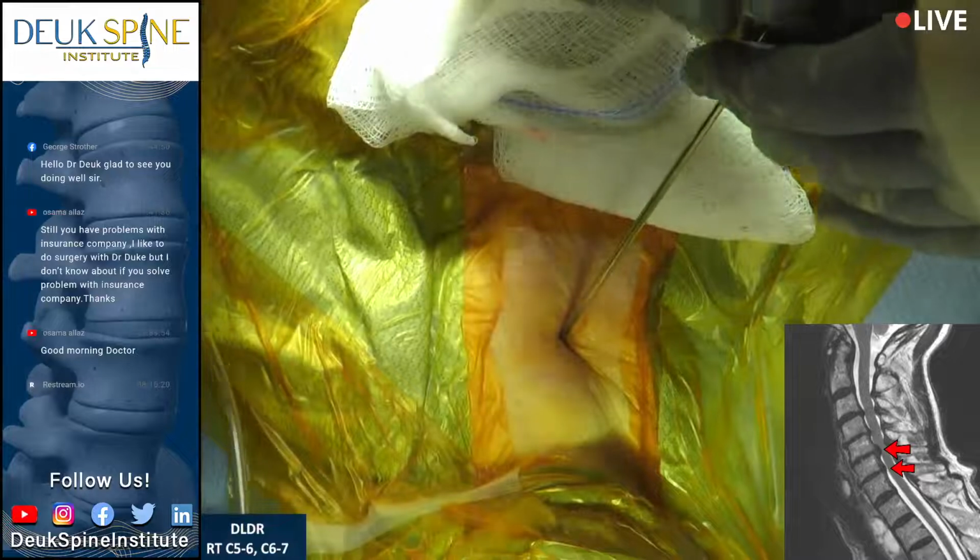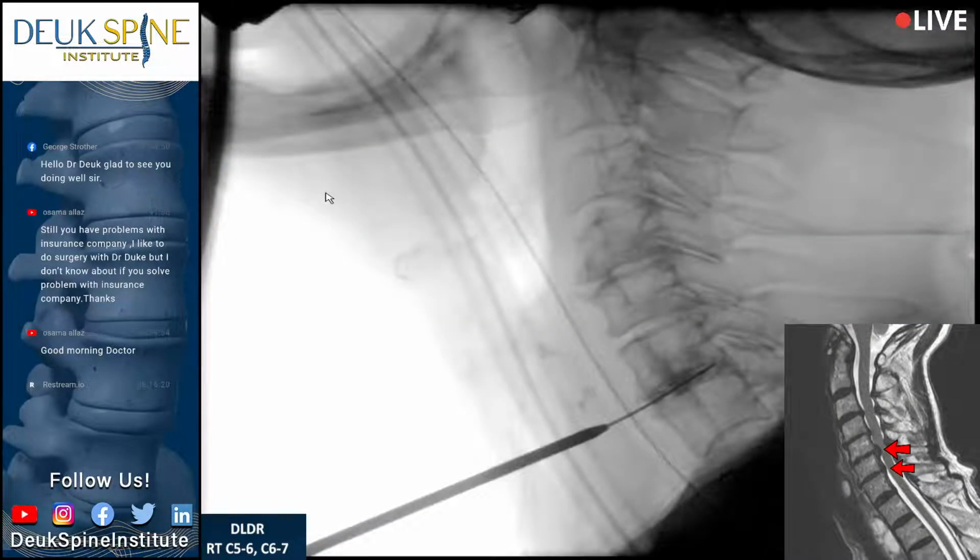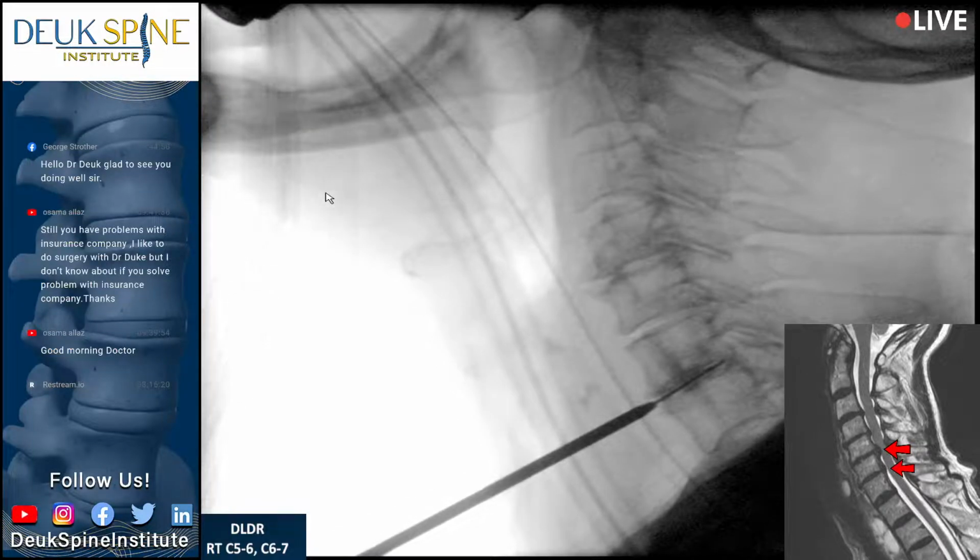We're coming down onto the C6-7 disc from the front. We're using the dilator. I'm sitting on the front of the disc now. And again, I want to check my AP view just to make sure that the dilator tip is in the midline. Now, you're never going to be exactly in the midline, but you should be close.